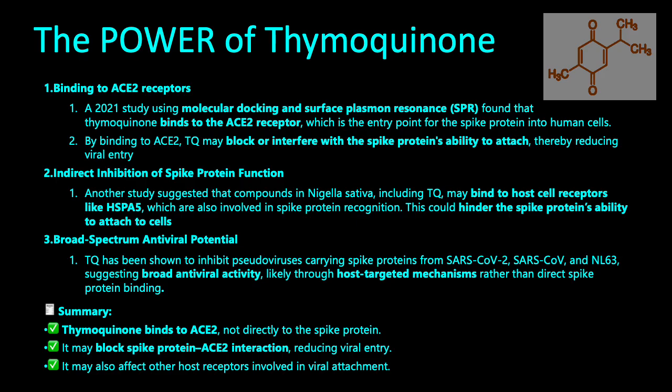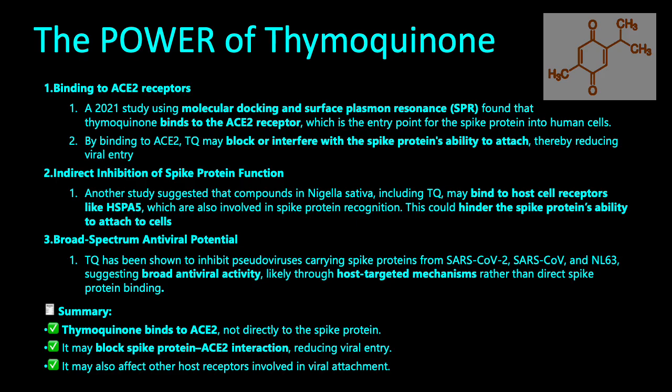Another study suggested that compounds in Nigella sativa, including thymoquinone, may bind to host cell receptors like HSPA5, which are also involved in spike protein recognition. Okay, they could hinder the spike protein's ability to attack the cells. Okay, so these are very important findings.